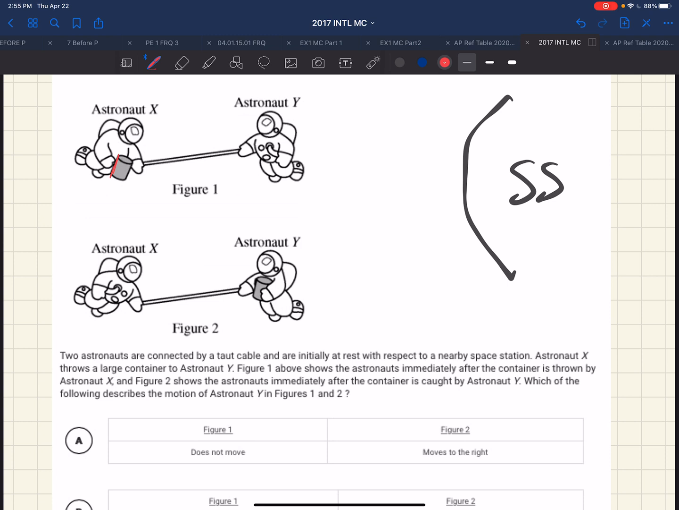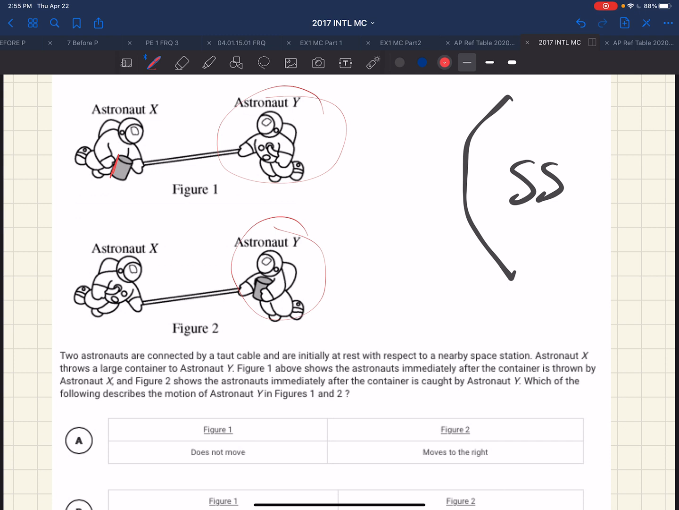Figure 2 shows the astronauts immediately after the container is caught. Notice here how the astronaut is holding it. They're like hugging it. They have it, whereas this one is not quite connected. Which of the following describes the motion of astronaut Y? So we are concerned about Y only.